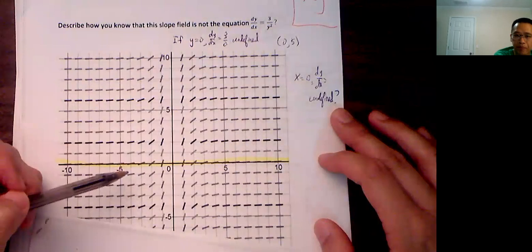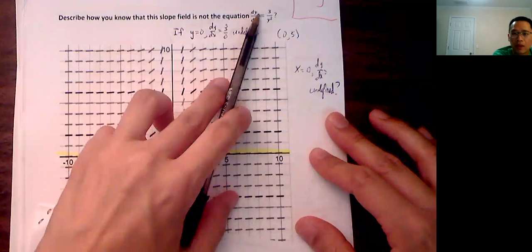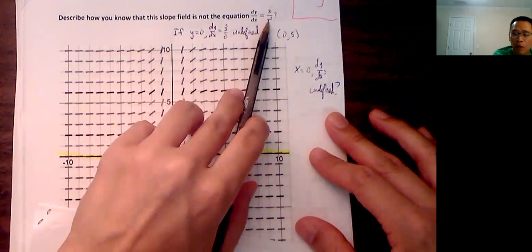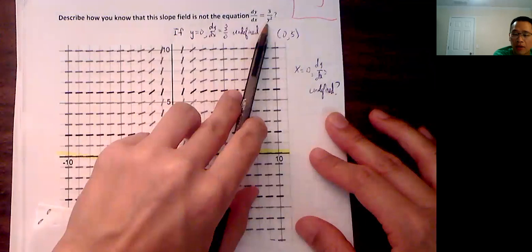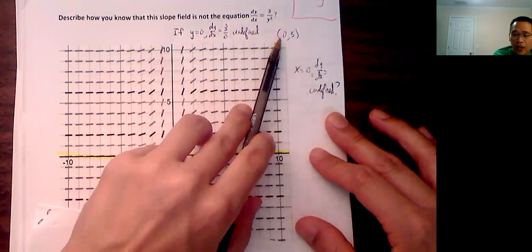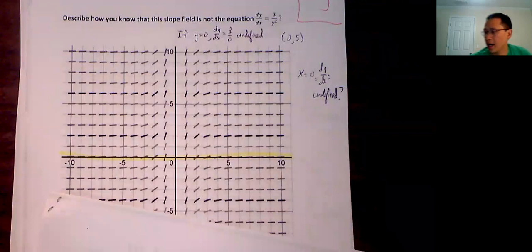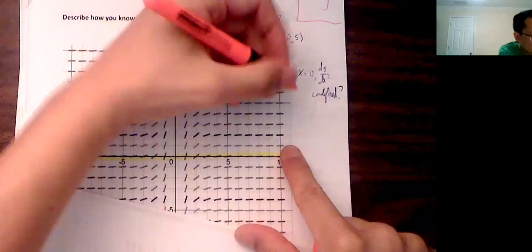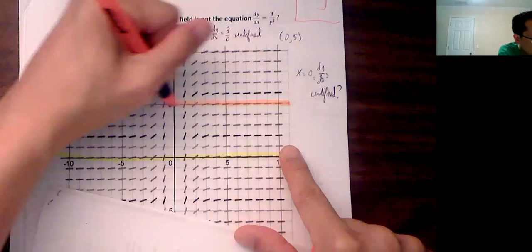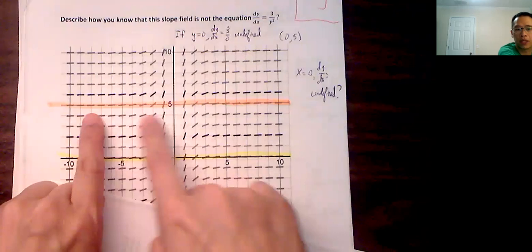And then finally, one more thing that I notice is if my differential equation is based purely on my y value, that means for any specific y value, I should be getting the same number every time, right? So when y is equal to 5, it could be (0, 5), (-1, 5), (3, 5), (4, 5). All these values here, I'm going to highlight those. Maybe it's a different x value, but this differential equation doesn't care about the x value, right? All these should have the same slope.